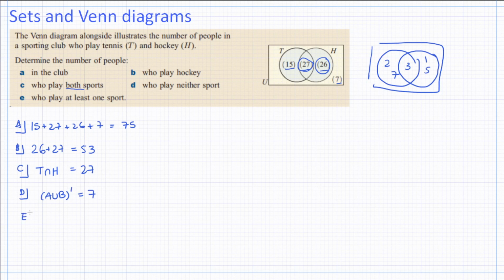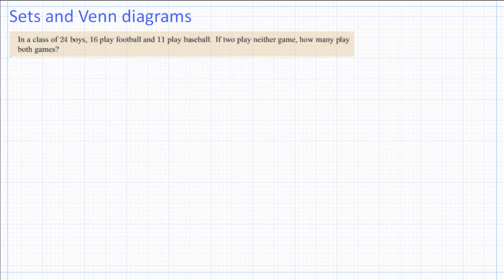Now letter E. How many people play at least one sport? So at least means a person may play one sport or it may play 2 sports. So it's basically everyone who's inside of the union. It's inside of either of those sets. So it's or, isn't it? It's tennis or hockey. So here would be 15 plus 27 plus 26, which is 68. Fair enough, isn't it?